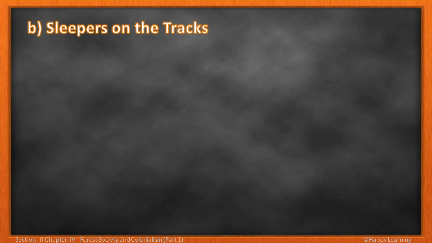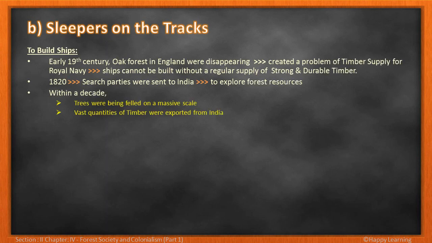Next, we will move on to the next cause, sleepers on the tracks. First, we will see how the timber supply impacted building ships. In the early 19th century, oak forests in England were disappearing, and this created a problem of timber supply for the Royal Navy, as ships cannot be built without a regular supply of strong and durable timber. So, in 1820, search parties were sent to India to explore forest resources here. Then, within a decade, trees were being felled on a massive scale and vast quantities of timber were exported from India.